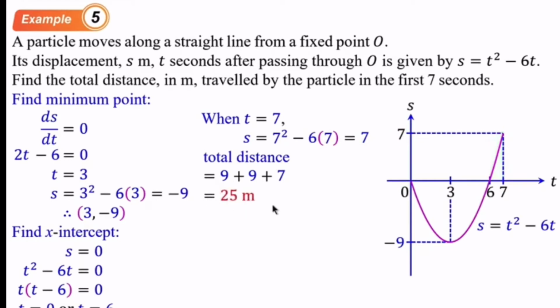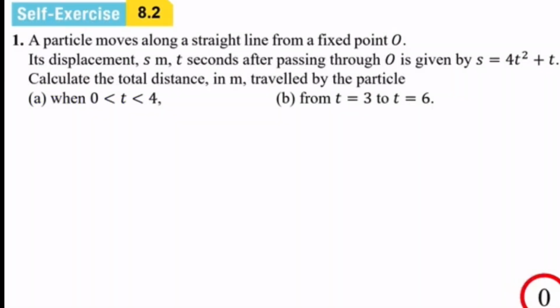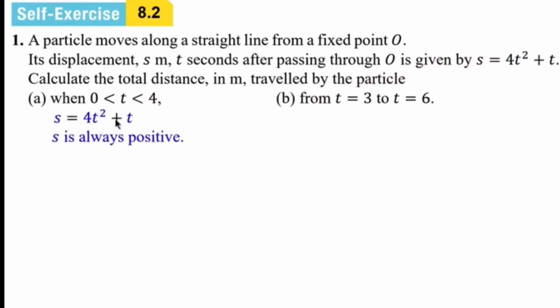Okay, so this is solving total distance using the graphical method. Now let's see question Self-Practice 8.2. A particle moves along a straight line from a fixed point O. Its displacement, s meters, t seconds after passing through point O is given by s equal to 4t squared plus t. Calculate the total distance in meters traveled by the particle when the time is from 0 to 4.